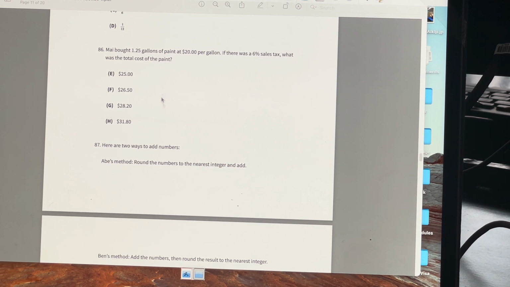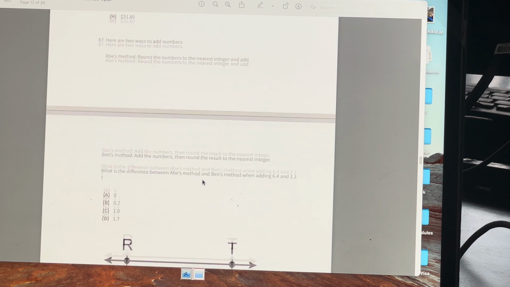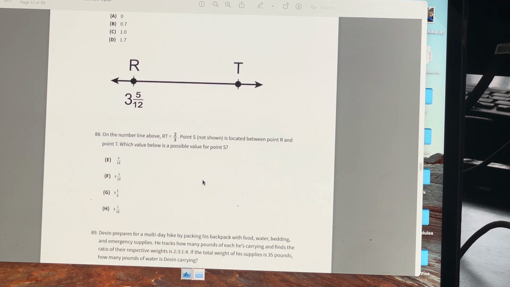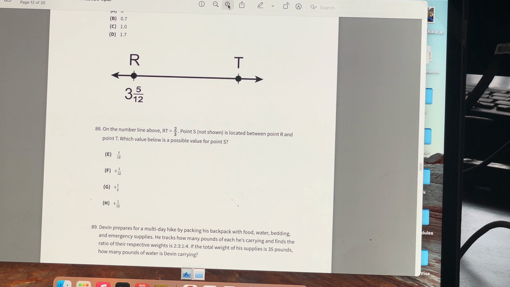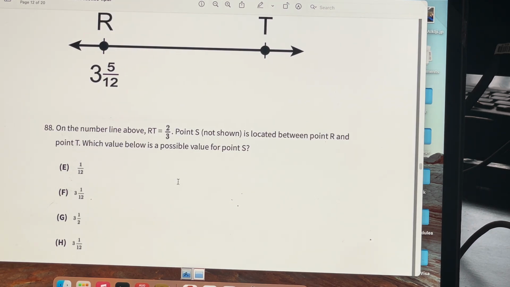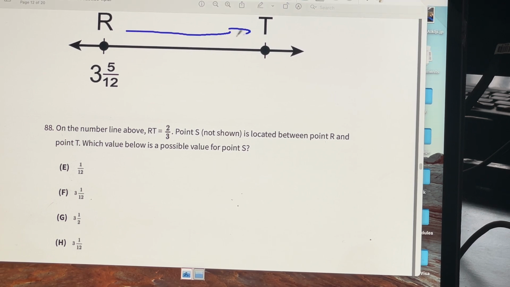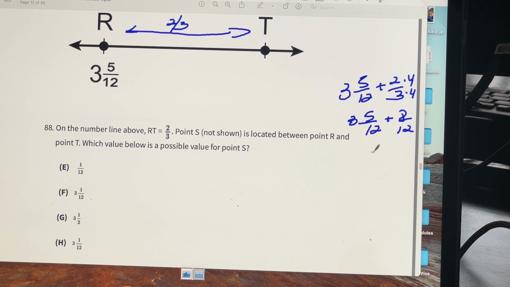86, 88. Where's 88? On the number line above, oh, let me make this bigger, I apologize. On the number line above, RT is 2/3. Point S, so the distance between here and here is 2/3. So you can add it up. So I can go 3 and 5/12 plus 2/3. All right, so let's just add that. Find the equivalent. Times 4, so that times 4. 8/12.